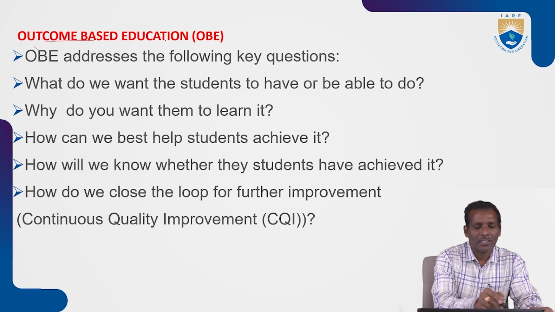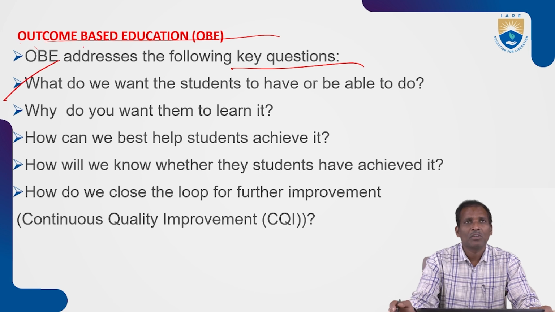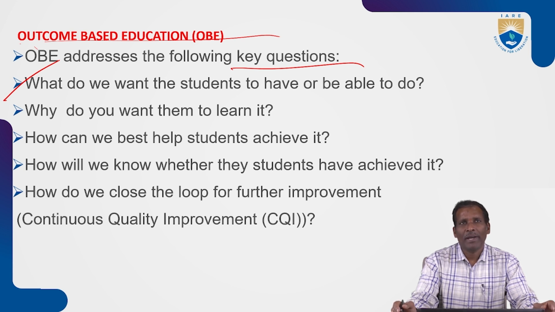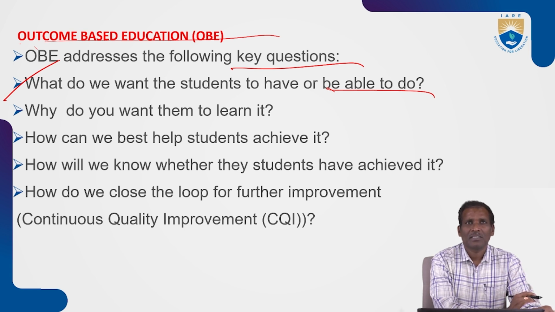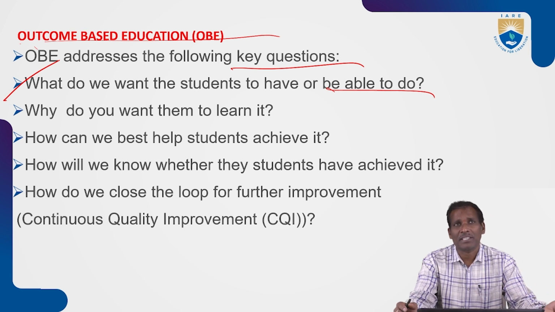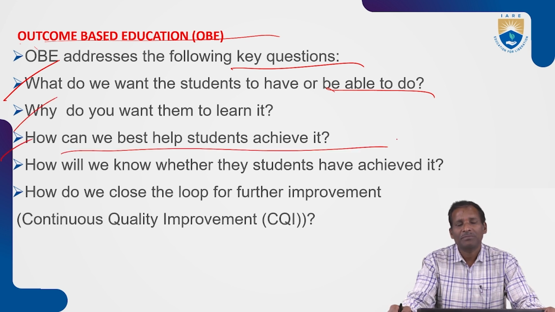So outcome based education addresses the following key questions. One is, what do we want the students to have or be able to do? Why do we want them to learn it? Why should they study? What we are expecting and what they are expecting, these types of questions are addressed by OBE. And how can we best help students achieve it?